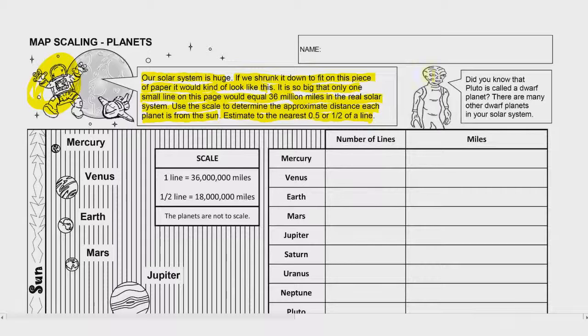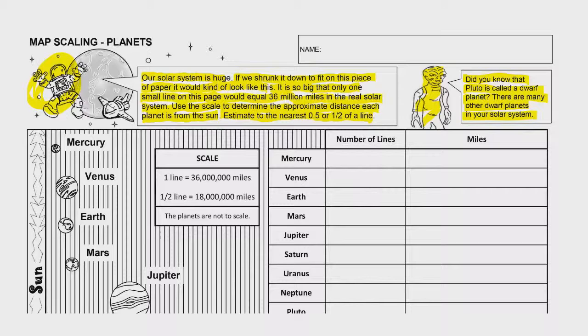And this little alien says over here, did you know that Pluto is called a dwarf planet? There are many other dwarf planets in our solar system. Now, when I was a kid and dinosaurs were walking around and we had no cars and no computers, Pluto was actually called a planet. But after a while, people started saying, hey, it's so small, and there's other small planets out there. So they started calling it a dwarf planet. Poor Pluto, huh? Oh, well. All right, so let's take a look at the problems.